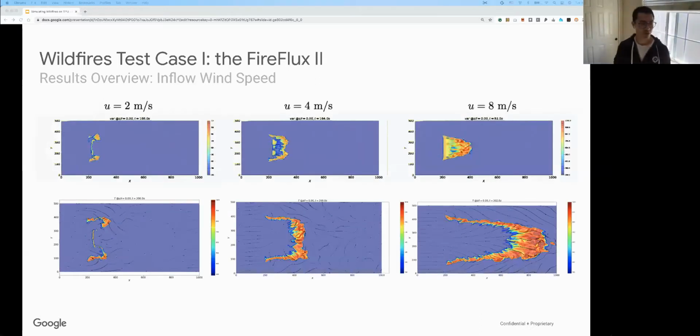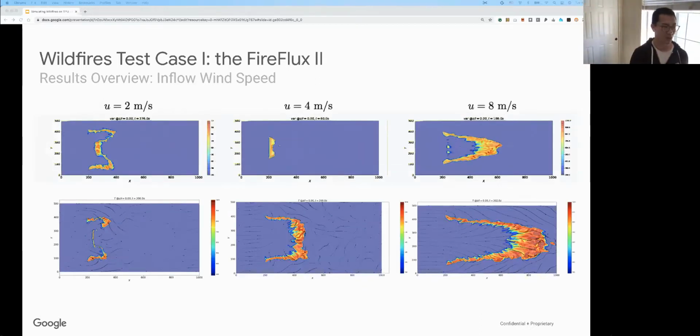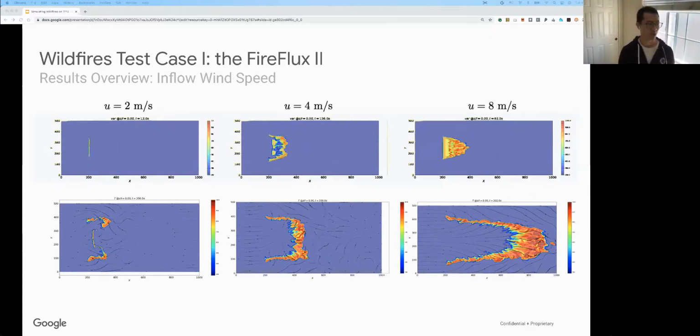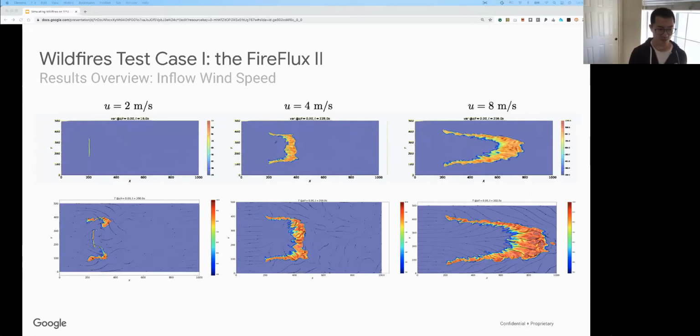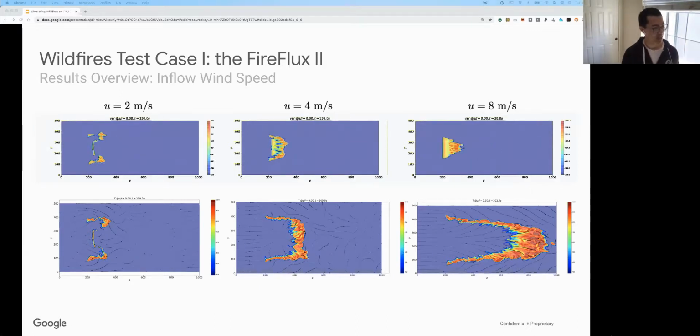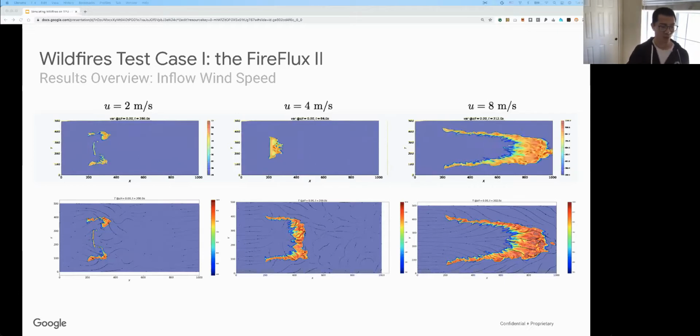And some of the interesting results is what we see when we change the inflow wind speed. The wind speeds I'm showing here, from left to right, are 2 meters per second, 4 meters per second, and 8 meters per second. In the 2 meters per second case, we see that the fire propagates into an M shape, while in this 8 meter per second case, we see a V shape. The fire propagates as a V shape. The 4 meters per second case is something in between these 2 extremes.